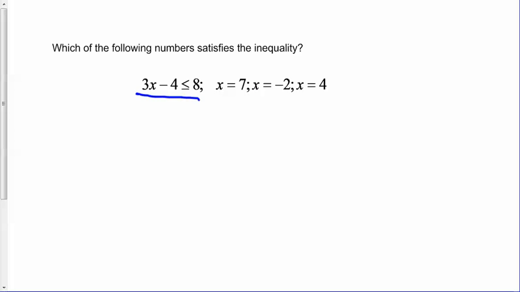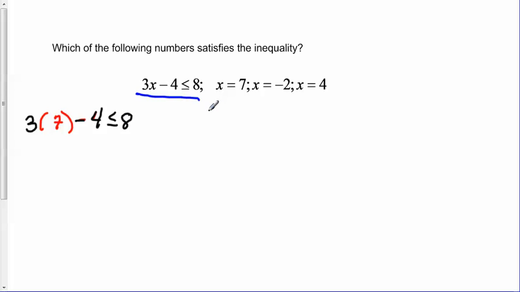So let's go ahead and put these values into the inequality. So we're going to have 3 times x. Well, the first one we want to do is x equals 7. 3 times 7, and then we'll finish out the inequality, minus 4 is less than or equal to 8.